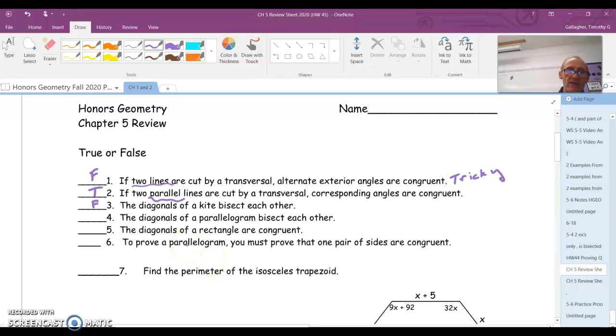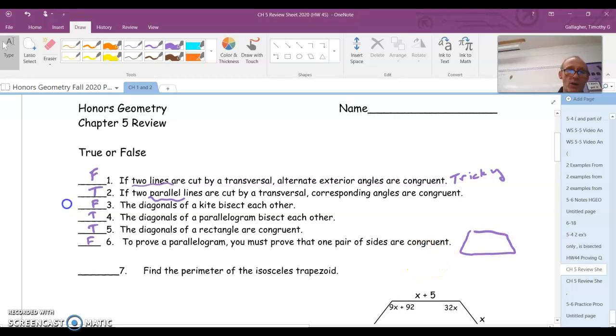Number 4, the diagonals of a parallelogram bisect each other. That is absolutely true. The diagonals of a rectangle are congruent. That is absolutely true. And to prove a parallelogram, you must prove that one pair of sides are congruent. That is false because it could be a trapezoid and not a parallelogram.